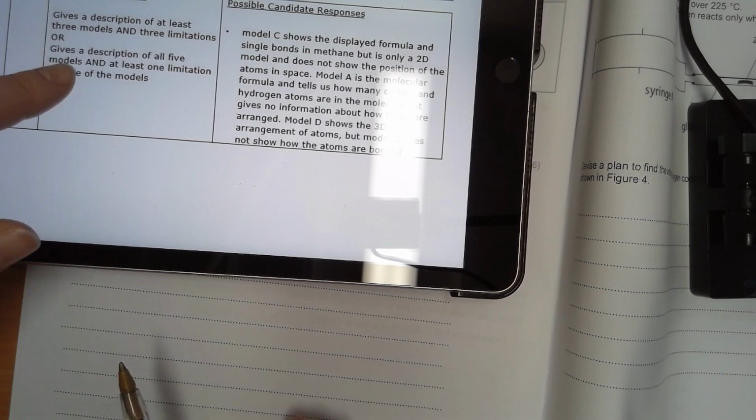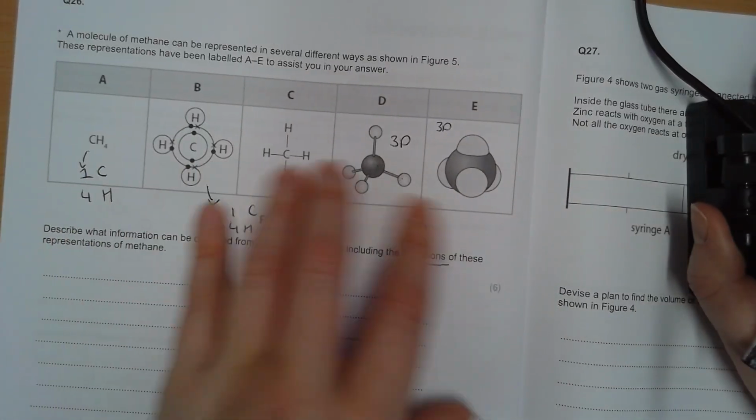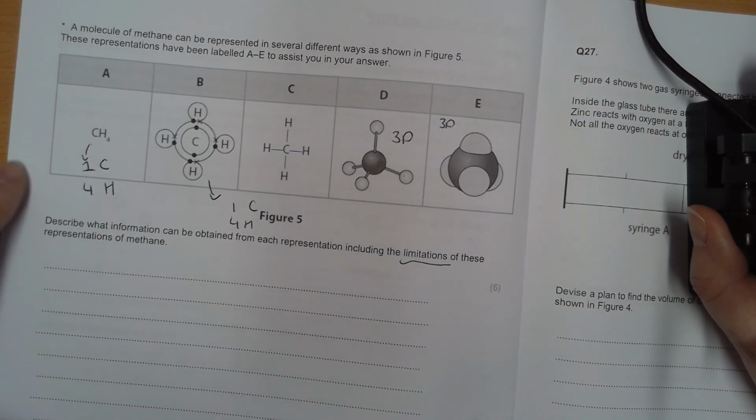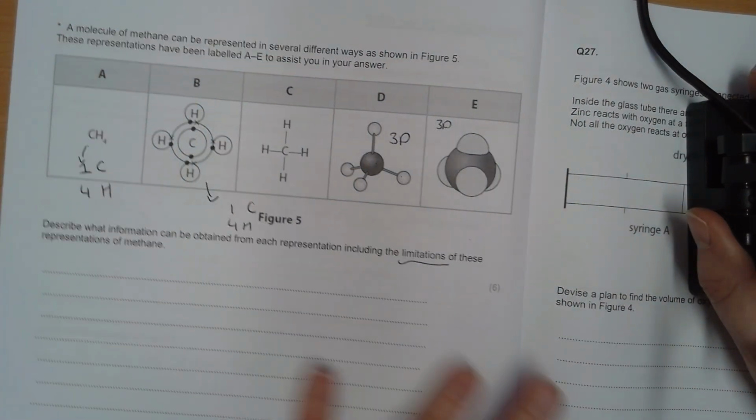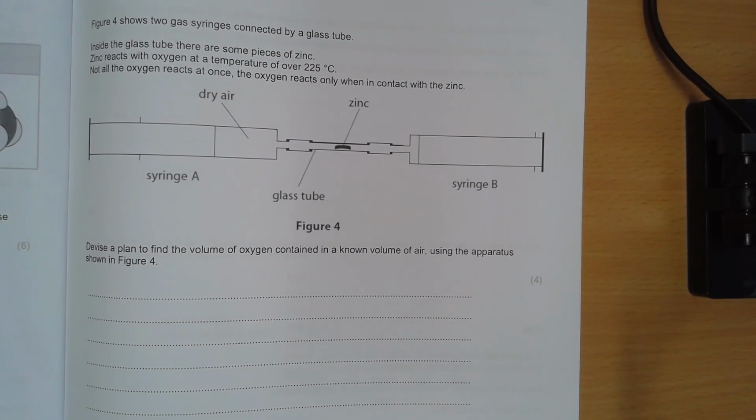Or your other option is you talk about all 5 of them briefly, and then you only have to give 1 limitation. So there's lots of different ways you can write the answer. You can just pick the model that you're most comfortable with and talk about that in more detail. But there are lots of things you can say, and it's also on your carousel. This question here is on your carousel as well. We spoke about it in lessons, but I'll just go over it.